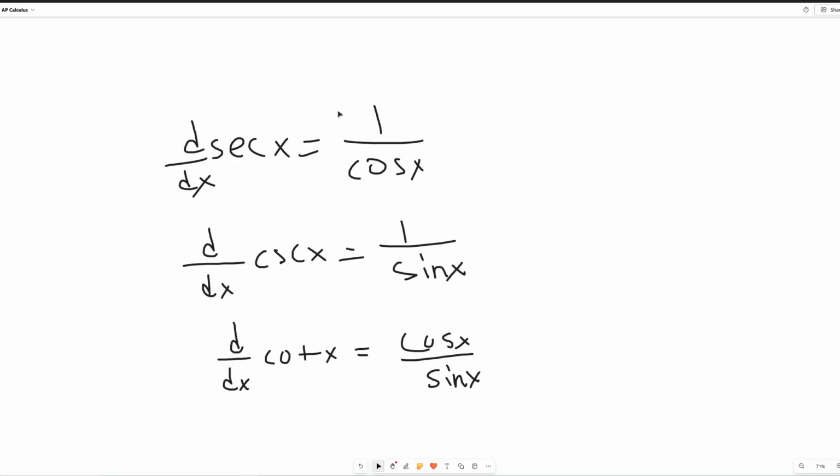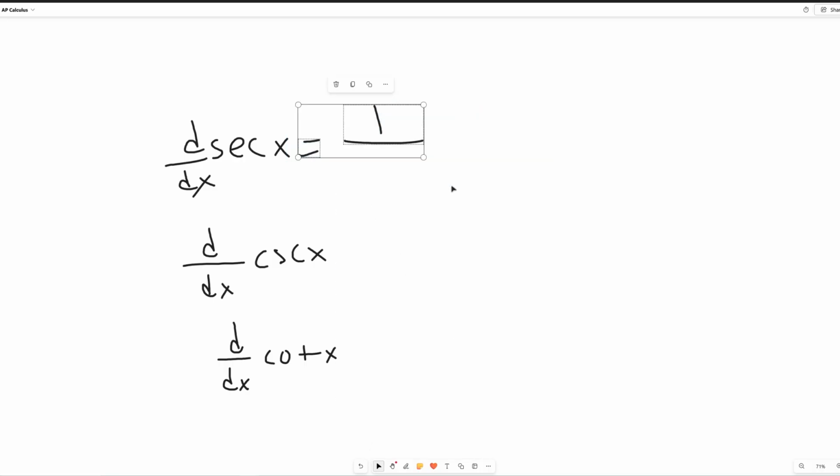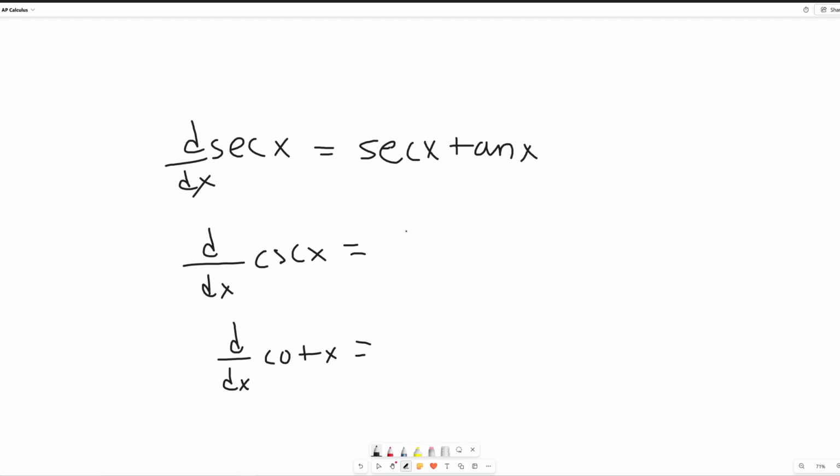Now, I'm just going to give you the answers to these because it's a lot of work to do quotient rule. So, derivative of secant is secant x tan x. Derivative of cosecant is negative, don't forget your negatives, cosecant x cotangent x. Derivative of cotangent x is negative cosecant squared of x. These you could derive, but it is better to just memorize them. And they very rarely come up on the test anyways.